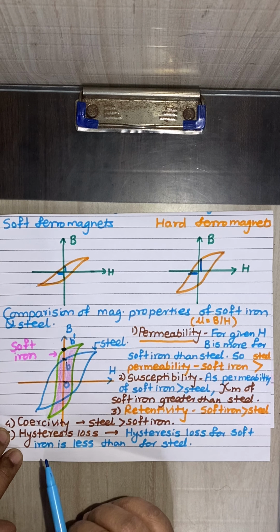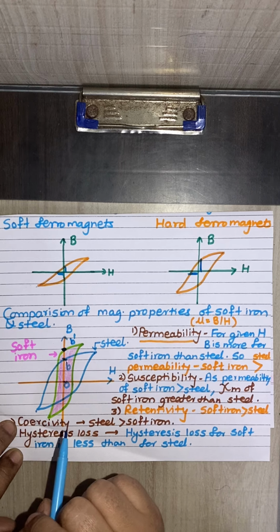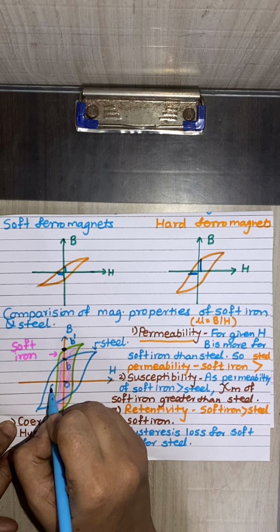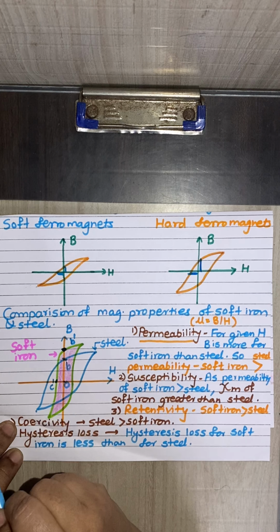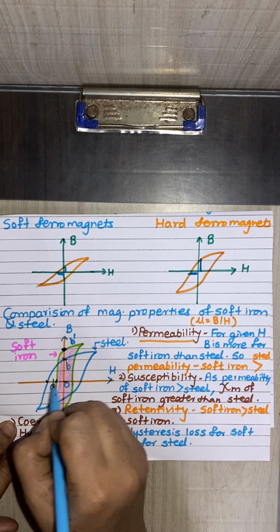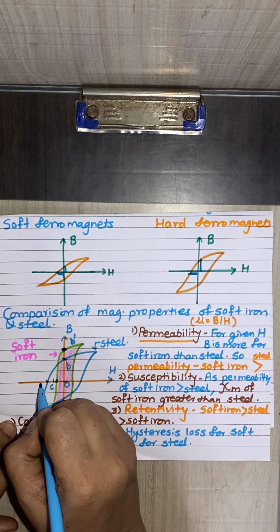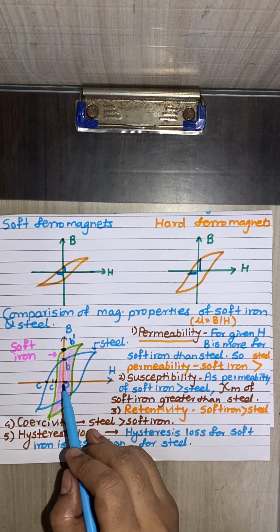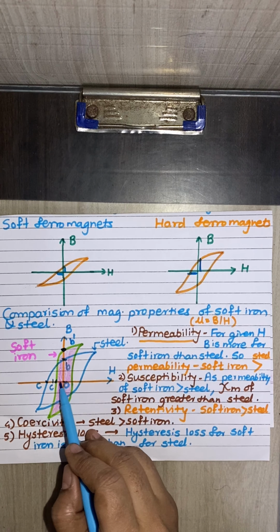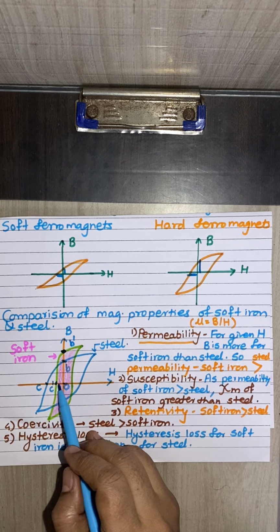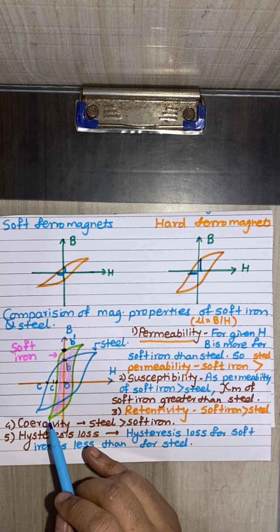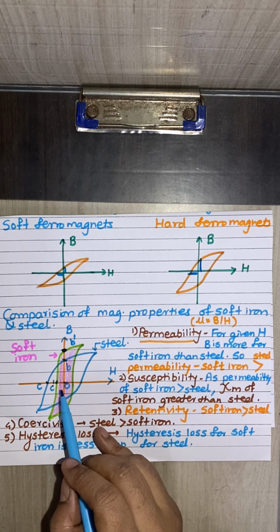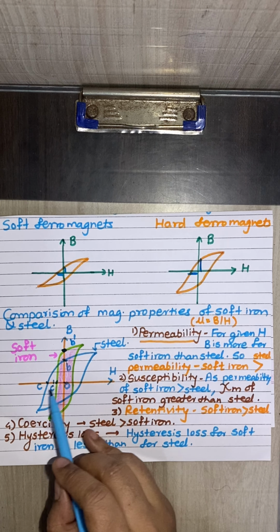Okay, now let us go for the coercivity. The coercivity of the soft iron is OC dash. I will write down here, from here to here is OC dash, and from here to here for the blue line it is OC, isn't it? So here also you can see that the coercivity of the soft iron is less. Obviously this value is less as compared to this OC value. So we can say that the coercivity of the soft iron, OC dash, is less than the coercivity OC for the steel.